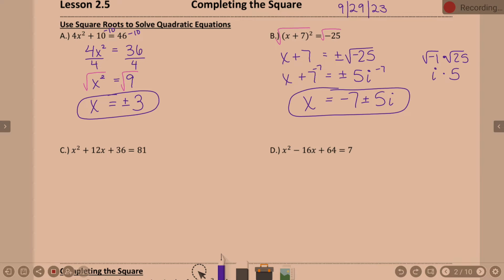I have x squared. We're thinking in terms of taking the square root of both sides today. That's kind of our goal here. Now, C. What do you see as options on C?